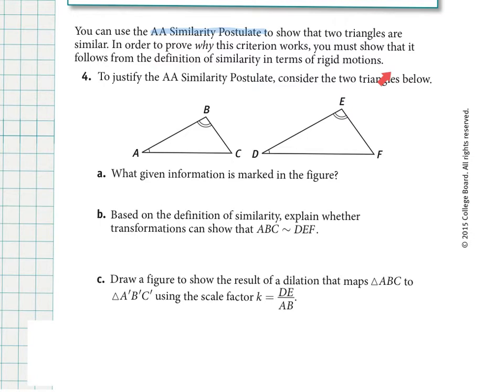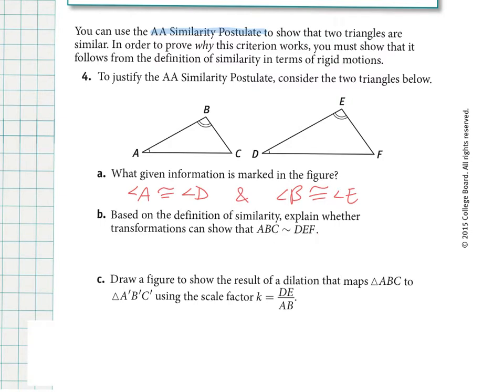So we have triangle ABC, triangle DEF. Now we have the correct angle markings for 2 of the angles. So let's write that down. What given information is marked in the figure? Well, we can see that angle A is congruent to angle D, and we know that angle B is congruent to angle E. So let's look at the next question. It says, based on the definition of similarity, explain whether the transformations can show that ABC is similar to DEF.